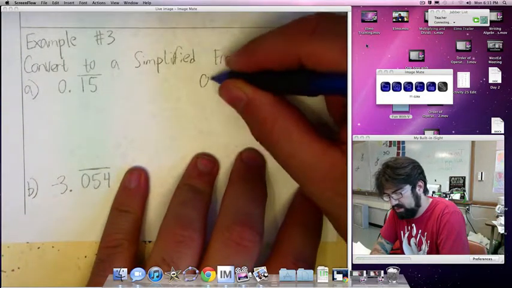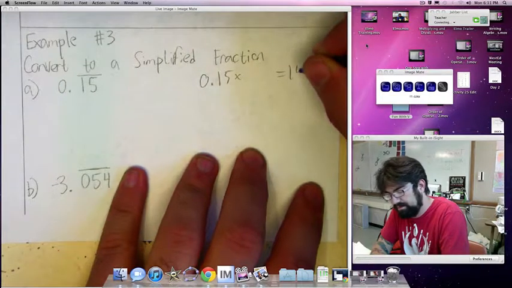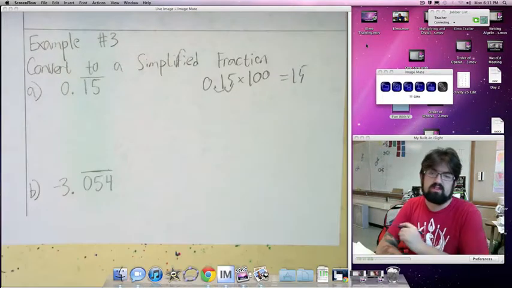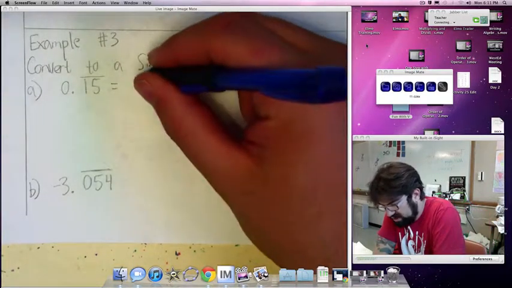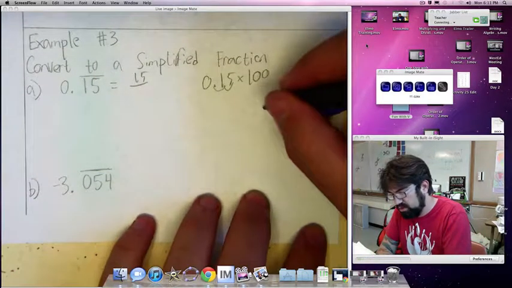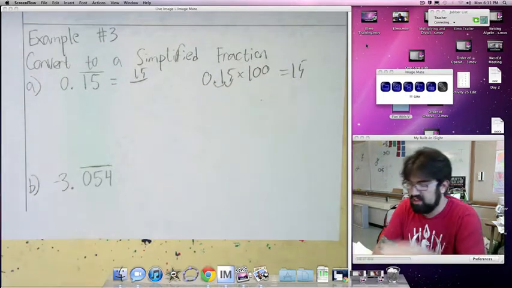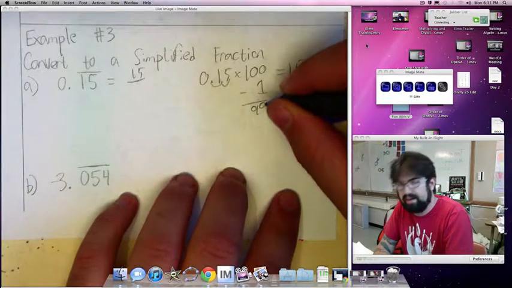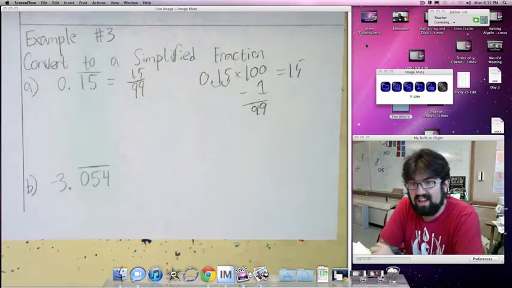Here's what I do. I still think, what do I times this by to get it to equal 15? 10 only moves it once. 100 will move the decimal twice. Well, the answer is not going to be 15 over 100, because if that was the case, that would actually be equal to just 0.15 normal, that terminating. If it's repeating, you got to take 100, and you got to minus 1. And you get 99. So it's actually just 15 over 99.